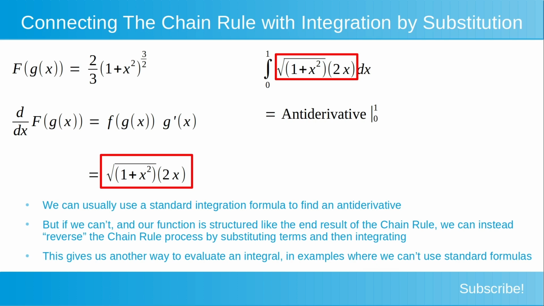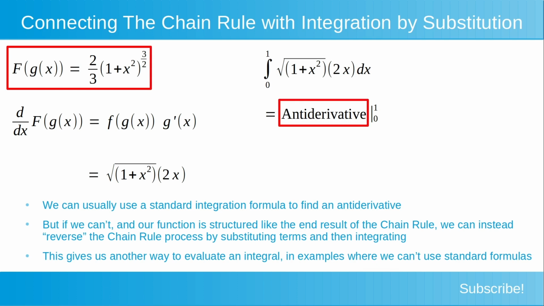So we can't match up this function to any of our standard integration formulas, but because it is structured like the end result of the chain rule, we can instead reverse the chain rule process by substituting terms and then integrating, and by reversing that process we arrive at an antiderivative. Now this gives us another way to evaluate the integral.